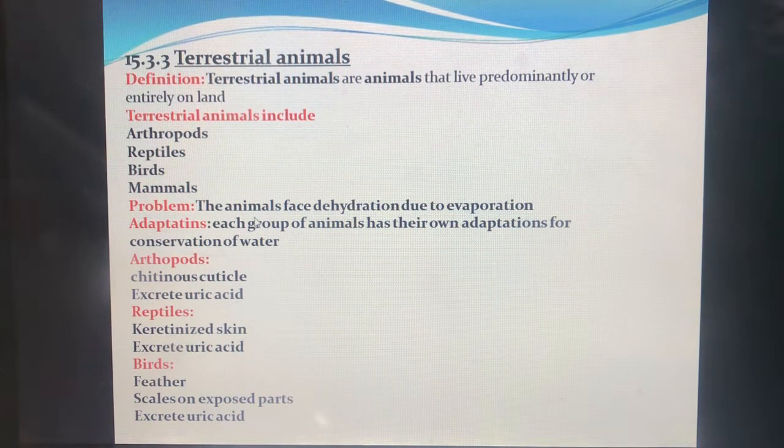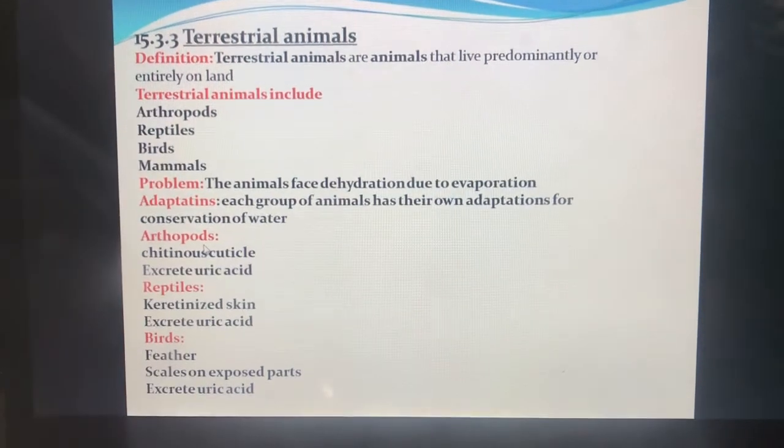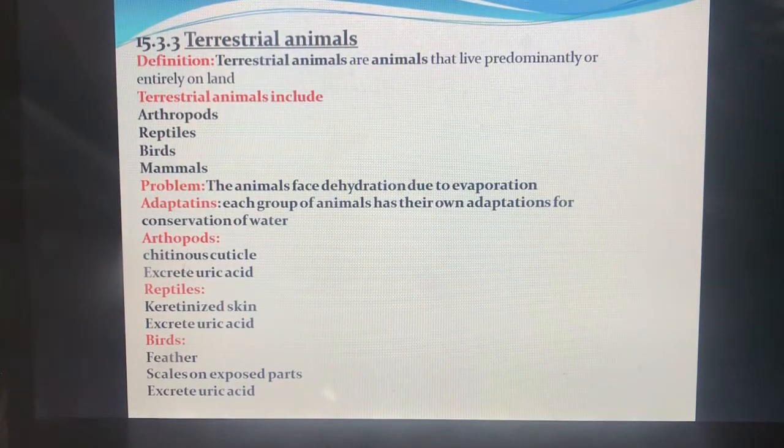The problem: these animals face dehydration due to evaporation. Then the second point, what are their adaptations? Each group of animals has its own adaptation for conservation of water. With this respect, first of all, we take arthropods.